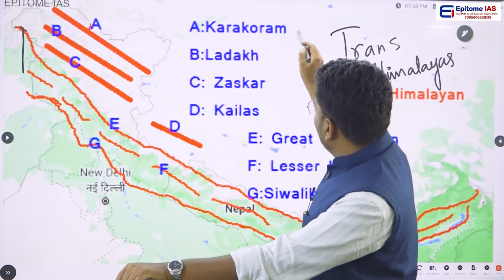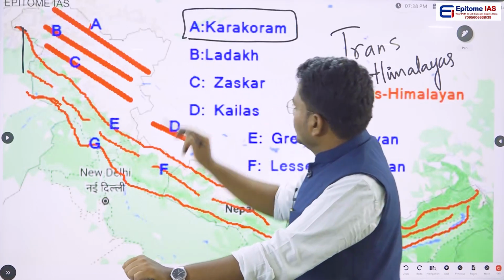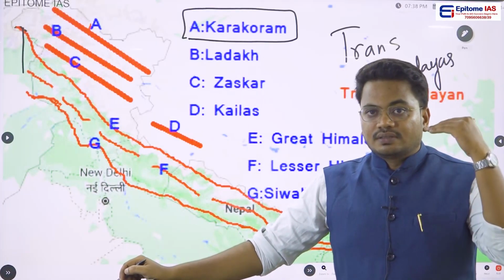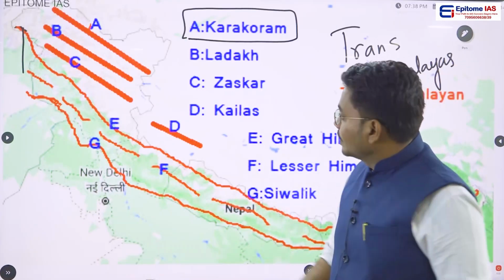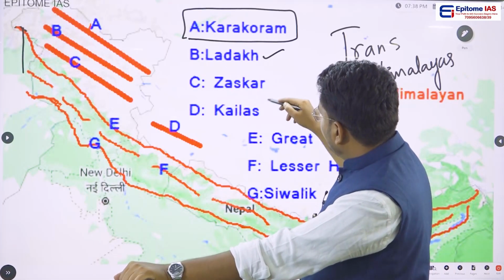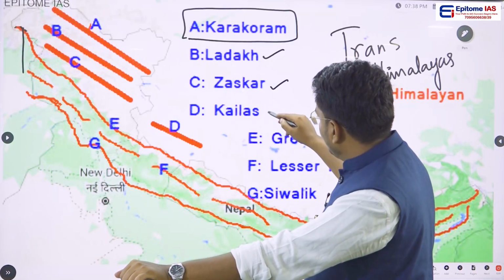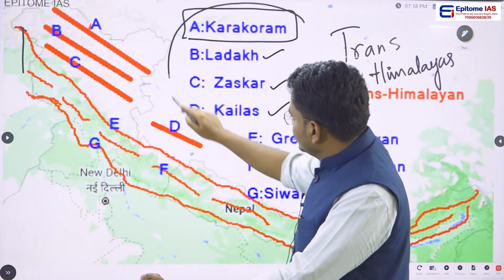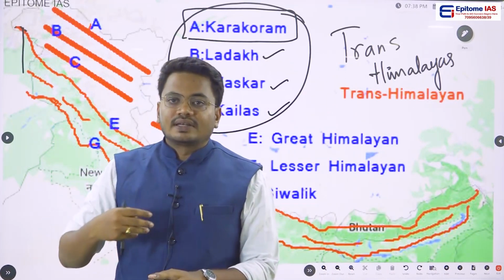Now, to the northernmost point, we have the Karakoram ranges, right? These Karakoram ranges are the northeast mountain ranges that we have. And to the southern side of the Karakoram ranges, we have the Ladakh ranges. And to the southern side of Ladakh ranges, we have Zaskar. And to the southern side of Zaskar, we have the Kailash mountain ranges, right? So, all the four ranges above these three parallel ranges are called trans Himalayas.